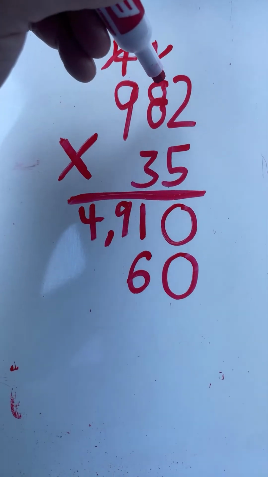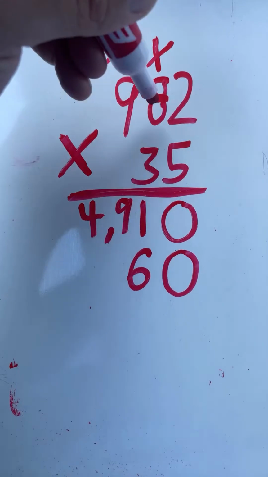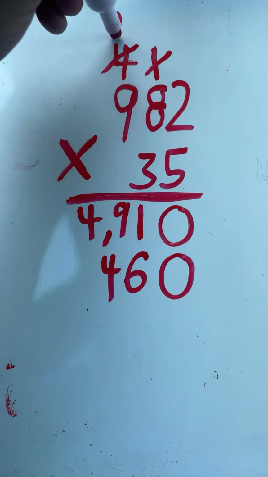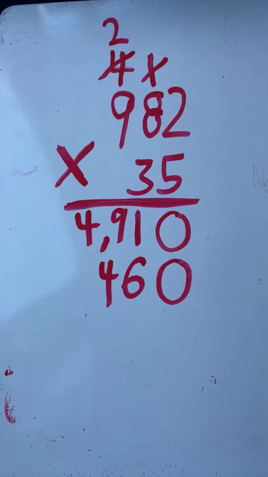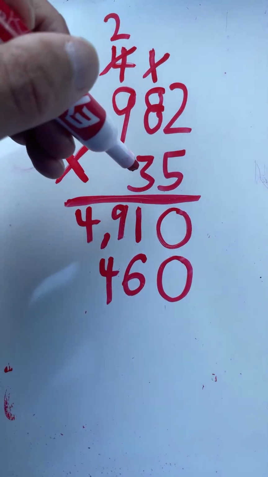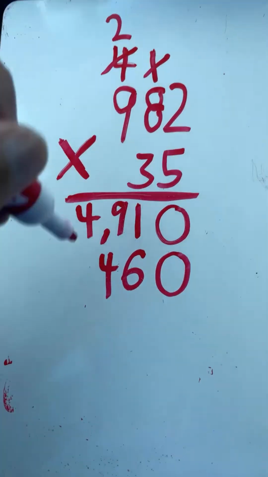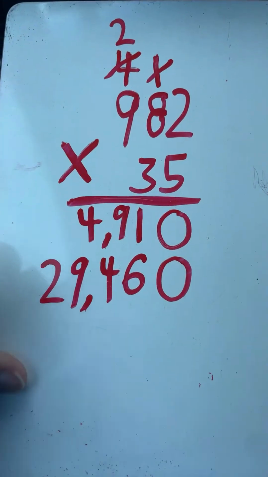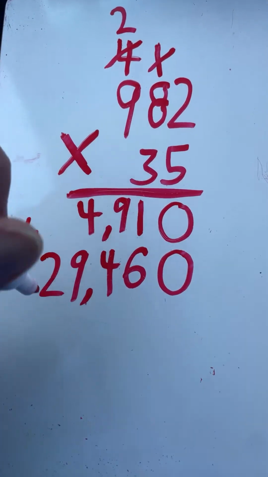Next, we multiply 8 times 3. 8 times 3 equals 24. 4, carry the 2. Last, we multiply 9 times 3. 9 times 3 equals 27. Plus 2 equals 29. And to get our final answer, we have to add these two numbers together.